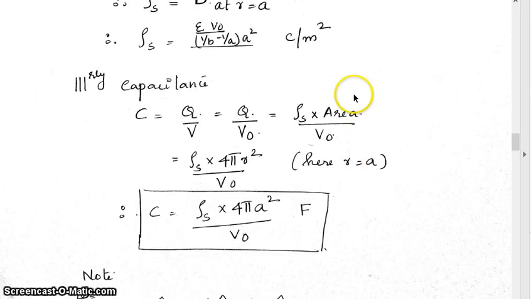Now this is a sphere, and you know the area of the sphere is 4 pi r square, so that is equal to rho s into 4 pi r square by V0. And in the question it is given that we are having a voltage only at R is equal to A. So I can substitute A instead of R, and finally I can write down the expression for capacitance as C is equal to rho s into 4 pi A square by V0, that much farad.